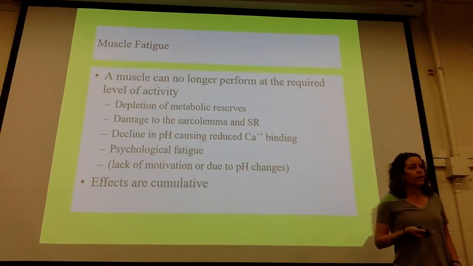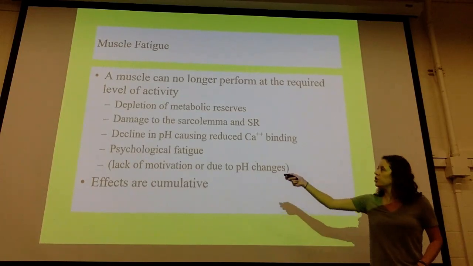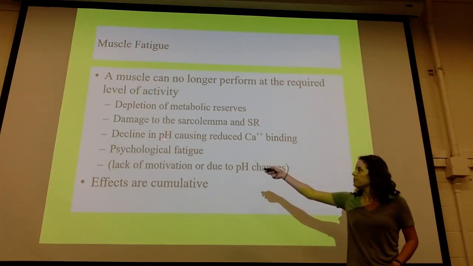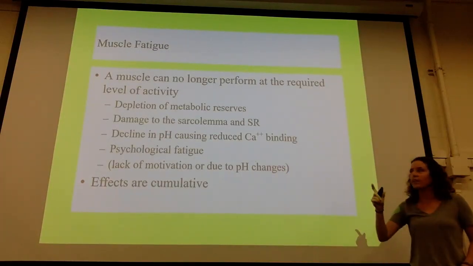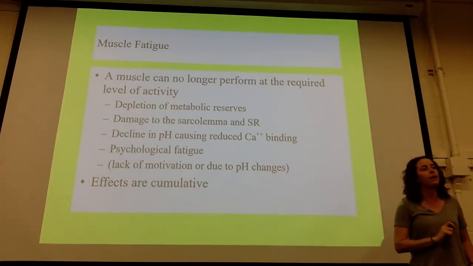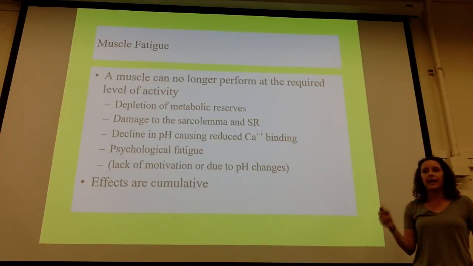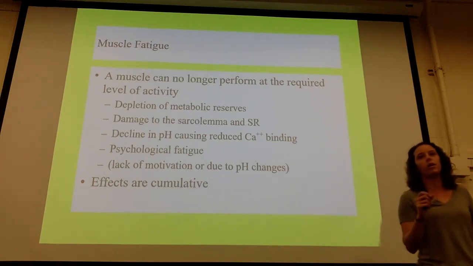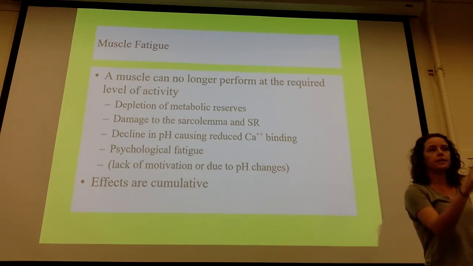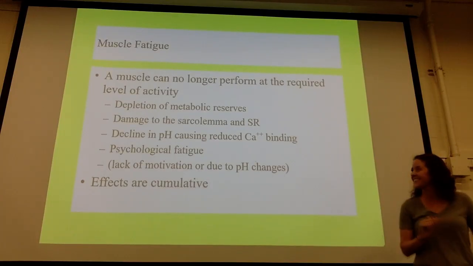When we exercise, our body heats up, and there's also a change in our blood pH. That change in pH can throw off the balance and reduce how much calcium can bind to troponin. We know how important calcium is. So if we have reduced calcium binding, that's also going to throw off our muscle fatigue. The pH changes, those are lactic acids being used, right?